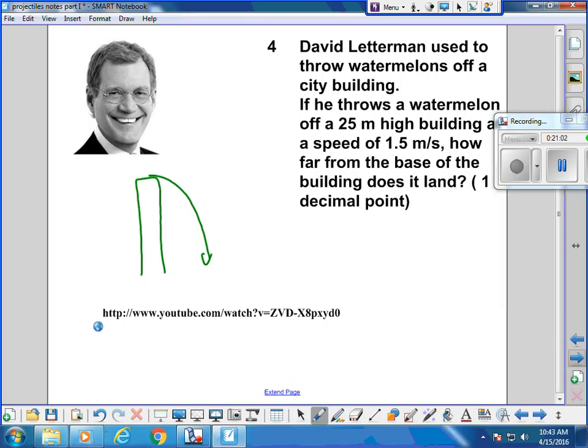This is really the same question that I just did. Here we've got the building at 25. Here's Letterman standing up there, with the goofy smile. Horizontal velocity is 1.5. I want to know that distance there. You do that while I do my attendance, and then I'll be back shortly.